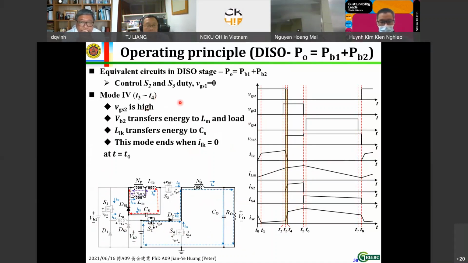In mode 4, now VGS3 is turned off, VGS2 is high, so the energy from the battery will transfer to LM, the coupled inductor, and to load. Now the leakage inductance LK will release energy to CS. This mode ends when the ILK equal to 0 at T equal to T4.